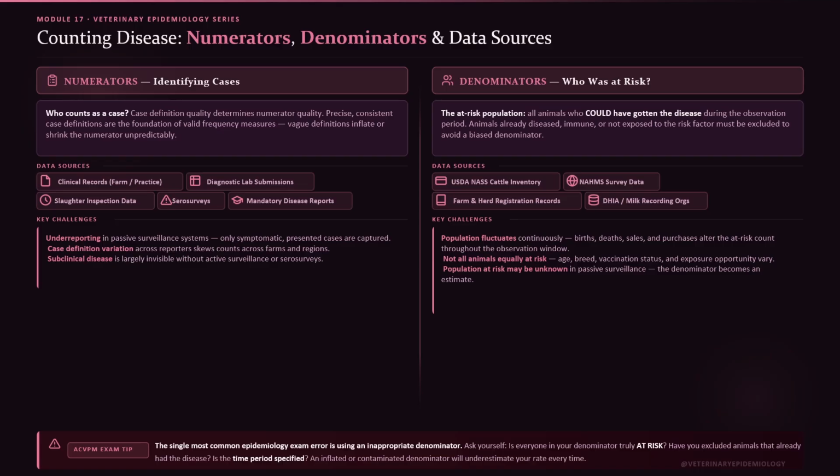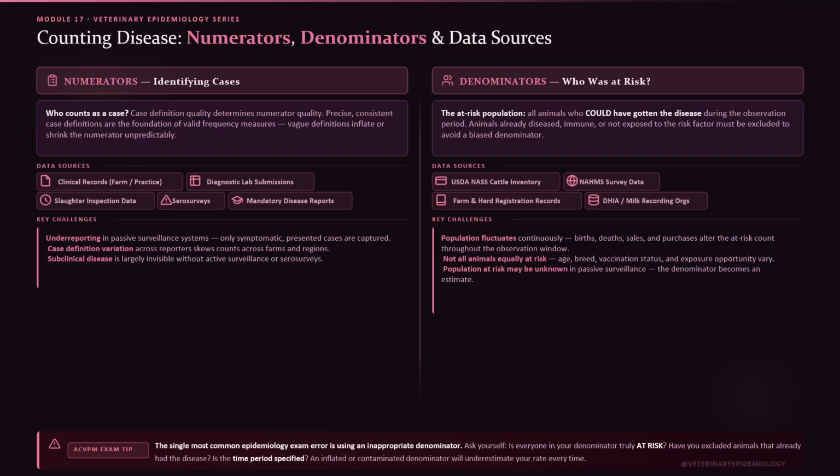So where does this information come from? On the numerator side, clinical and farm records, diagnostic lab submissions, slaughter inspection, serosurveys, and mandatory disease reports. On the denominator side, USDA NASS cattle inventory, NOMS survey data, farm and herd registration records, and DHIA milk recording organizations. Different sources, different strengths, and every source has its headaches.